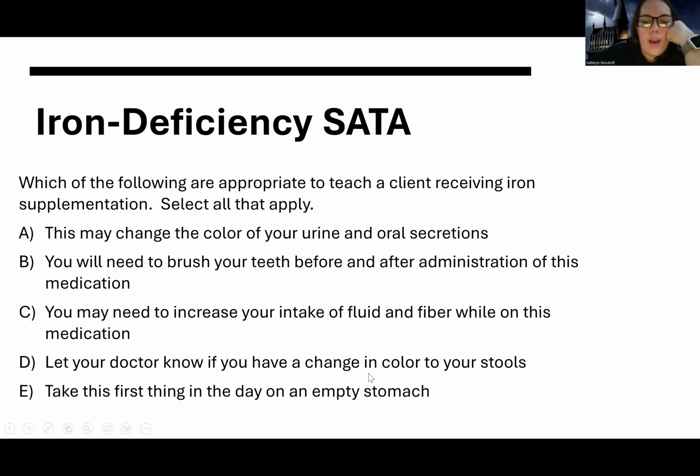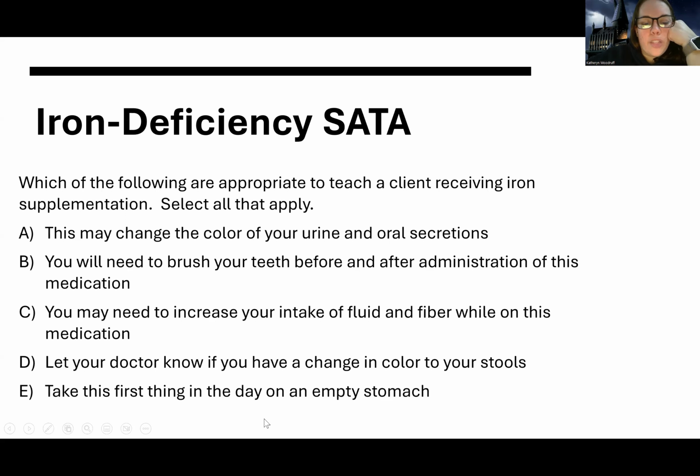Let your doctor know if you have a change in color to your stools. I know that they have a change in color to their stools, but is it concerning? Is the doctor going to do anything about it? I think the answer there is no. I think this is one of those things where, if they have a change in color of their stool, it's expected. Their doctor's just going to say, yeah, and there's nothing for them to do or to change, and it's that black tarry color that it changes to.